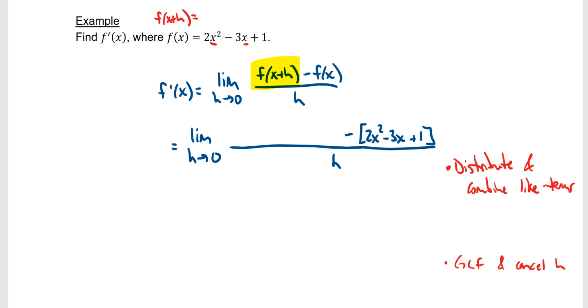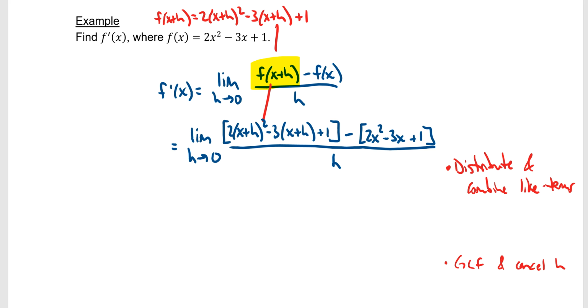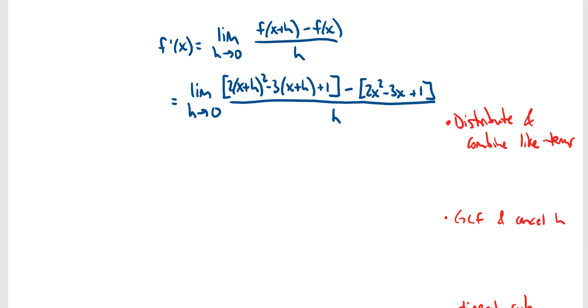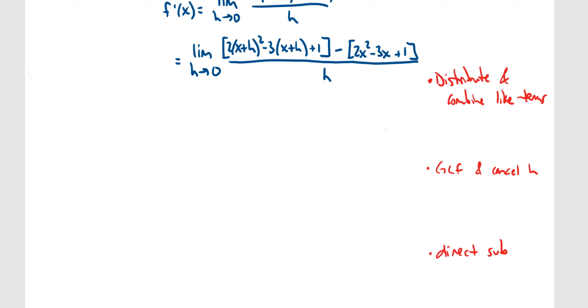So we replace all of the x's with an x plus h from the original function in parentheses. And that's what we go ahead and plop on in here. So we have 2 times (x plus h) squared minus 3 times (x plus h) plus 1. And now that the setup is good, we go ahead and do these steps right here.